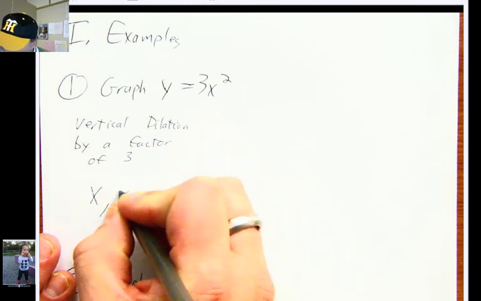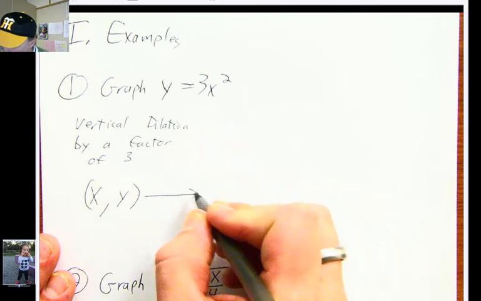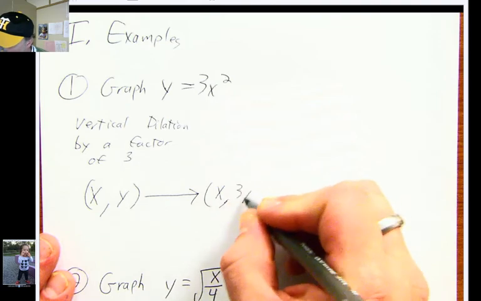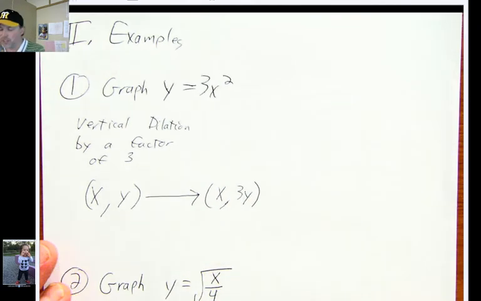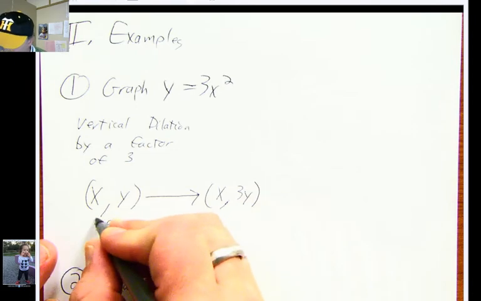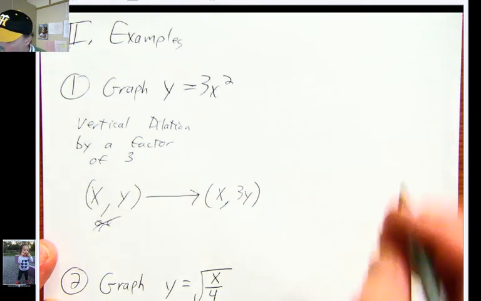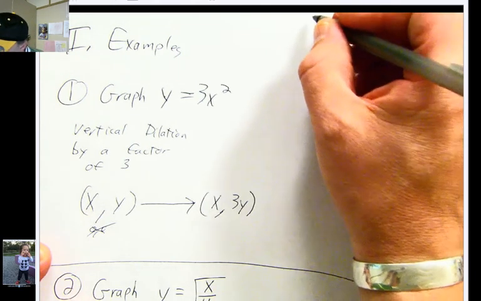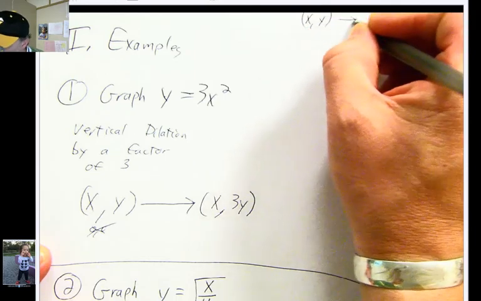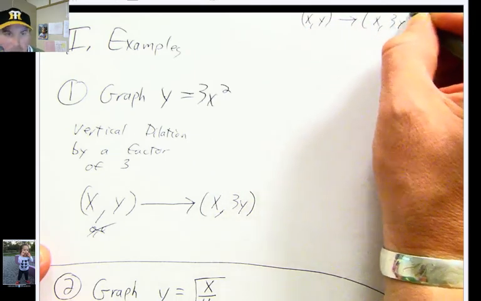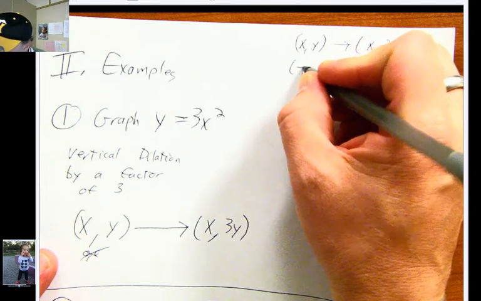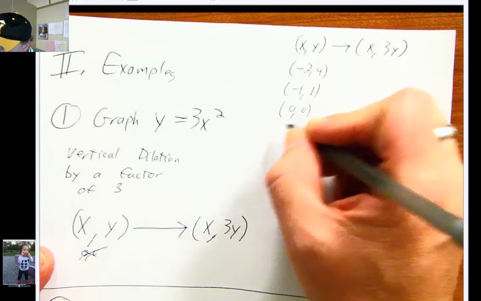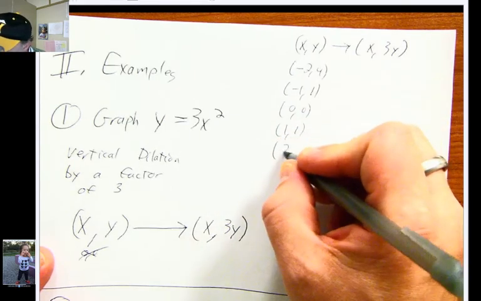So if you take your original xy coordinate, the x-coordinate's going to stay the same, but the y-coordinate is going to be multiplied by 3. So 3y. I'm running poorly on space here, so I'm going to rewrite this. If I have xy heading towards x comma 3y, then with the 5 key points, -2, 4, -1, 1, 0, 0, 1, 1, and 2, 4.